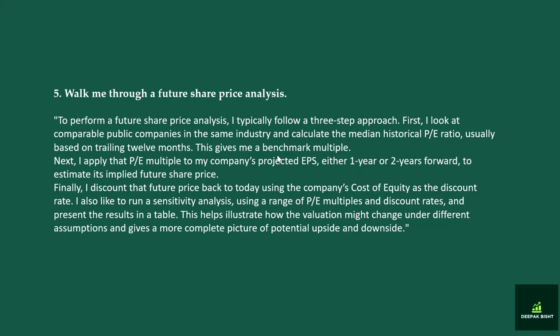So we'll select an appropriate discount rate, generally based on the company's cost of equity, and we will discount the future share price back. And we will then conduct a sensitivity analysis, considering the range of PE multiples and discount rates for the market uncertainty and valuation risk. And we'll construct a sensitivity table showing how the present value changes with different assumptions, helping stakeholders understand potential upside and downside scenarios. So that's pretty much it. How do we do a future share price analysis?